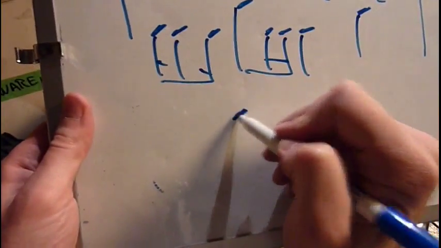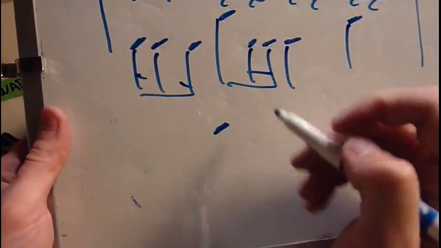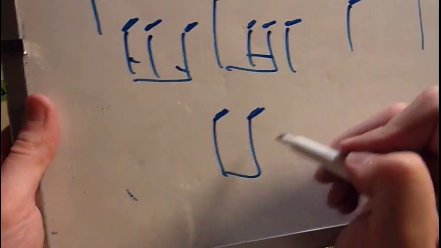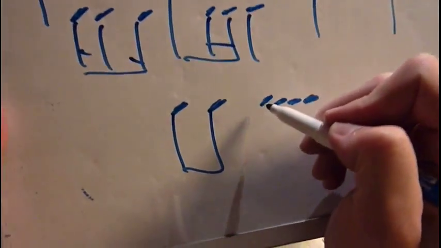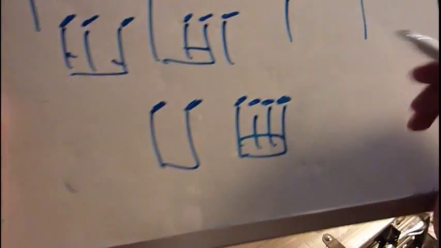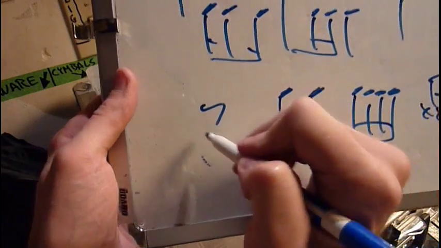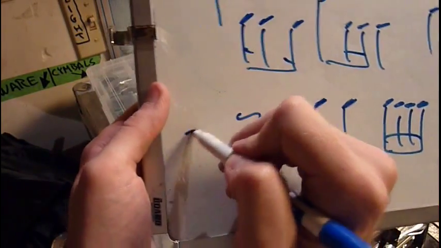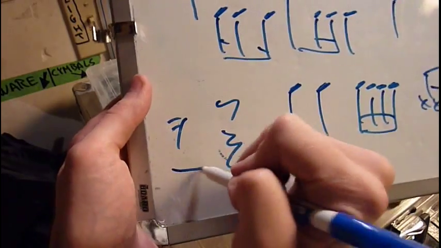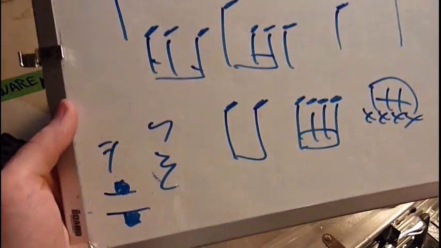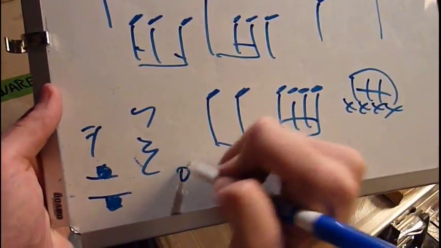Same deal when writing stuff, beaming notes together with the stems going down. I do the notes first and then like that. 16ths. Like that. Just a time saver. Rests, do them fast. There's an eighth rest. There's a quarter rest. Sixteenth rest. Half rest. Whole rest. What else? You know, half notes. Really quick, right? What else?